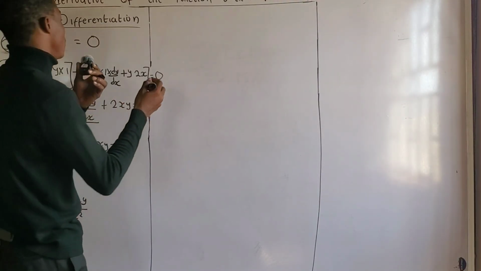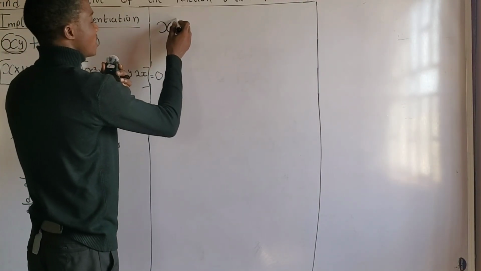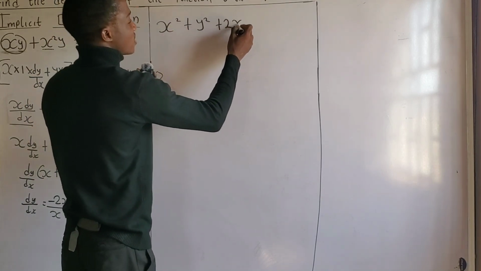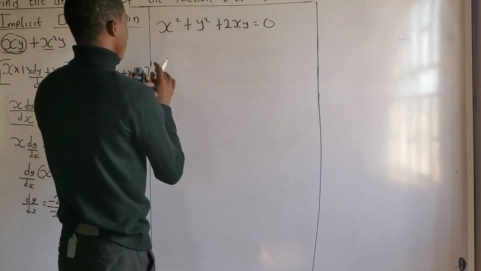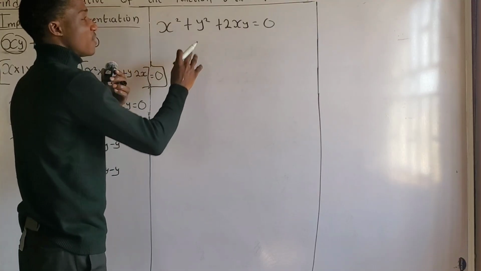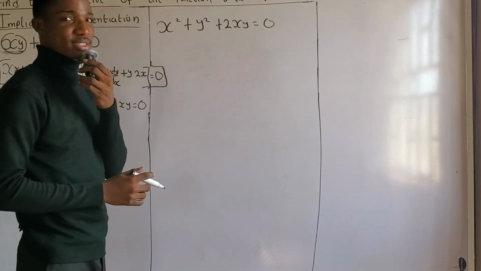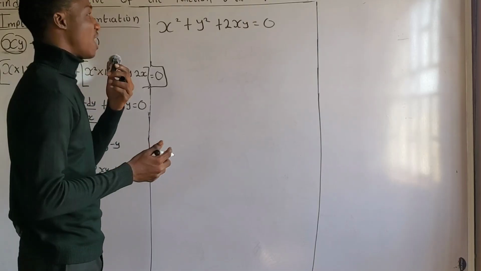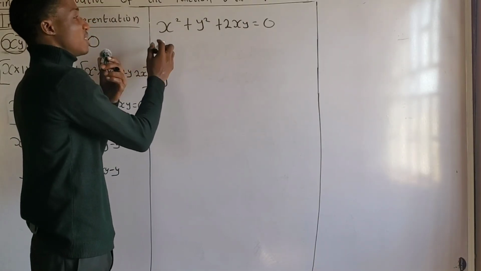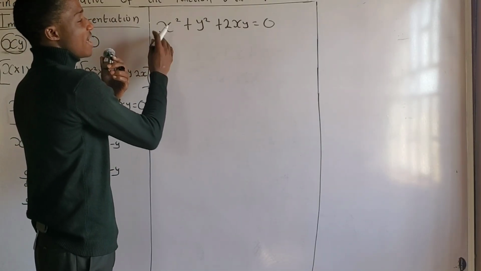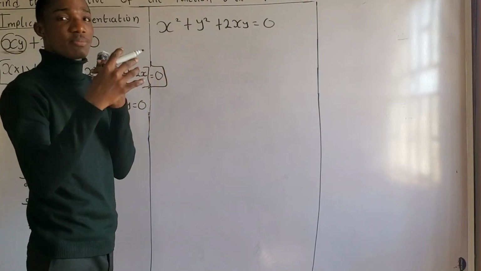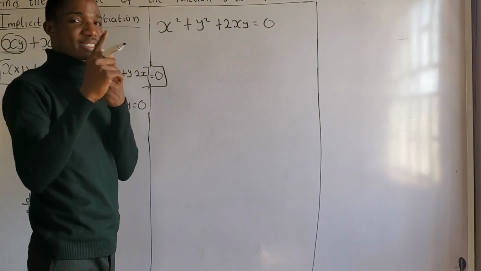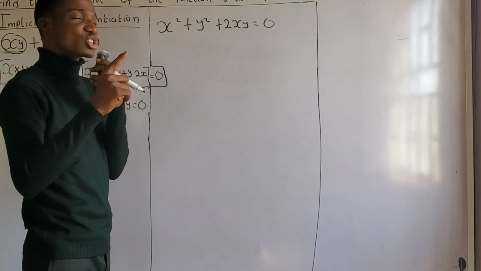Let's say you are given this function x squared plus y squared plus 2xy equals 0, and you are asked to find the derivative of this function with respect to x. That is, you are differentiating y with respect to x. Now let's start with this. You can see that the sign between x squared and y squared is a plus sign. So here we cannot make use of the product rule. Just differentiate it term by term. You understand? Differentiate the function individually.